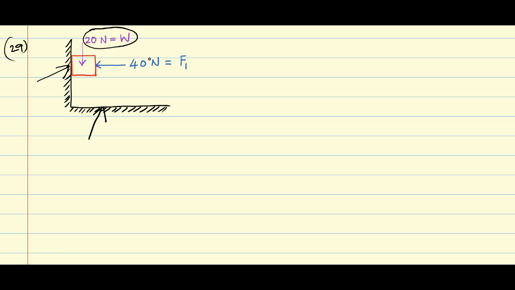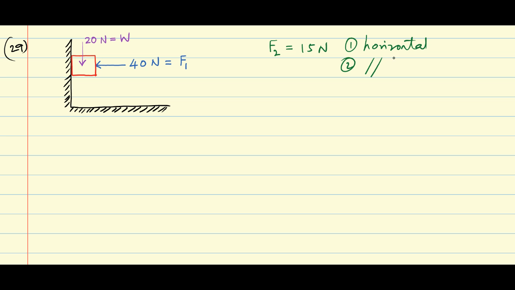So the block is pushed against the wall by a force of 40 newtons, which I've called F1, and there is mention of another force in the problem. That force I'll call F2. F2 is a 50 Newton force, and it has two properties as mentioned in the question. Number one, the force is horizontal, and number two, it's given to be parallel to the wall.